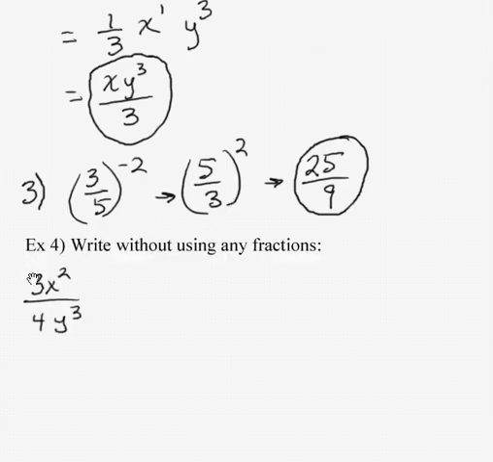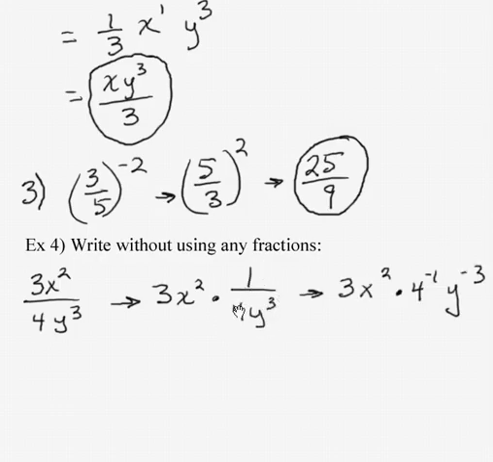And our last example is to rewrite without using fractions. So here's where we're truly going backwards. I have 3x squared over 4y cubed. I don't want a fraction, so I'll have to use some negative exponents. So the 3x squared is already in the numerator. That doesn't need to have any negative exponents. What needs negative exponents is the portion that's in the denominator. So I have 1 over 4 y to the third. If I make those negative exponents and still keep my 3x squared, 1 over 4 is going to become 4 to the negative 1 power.